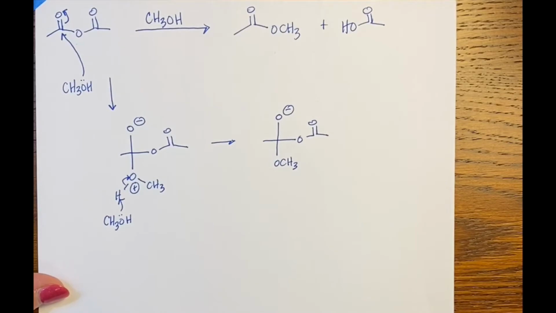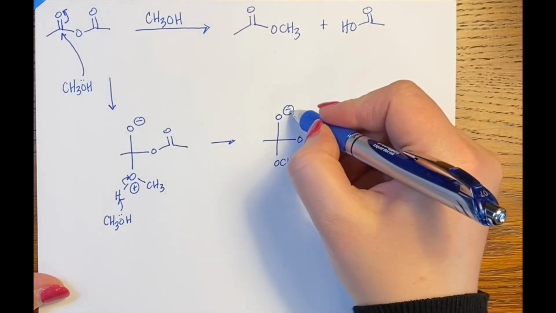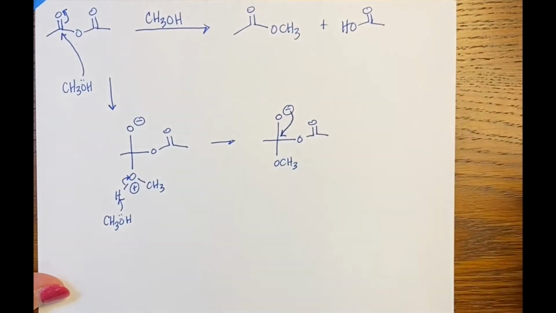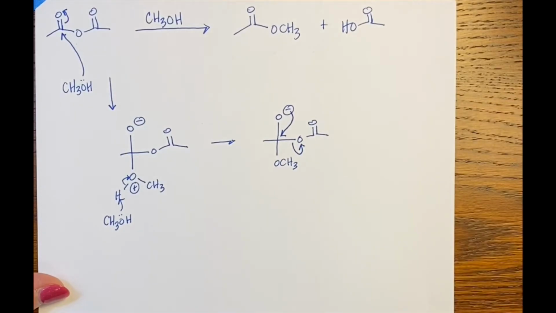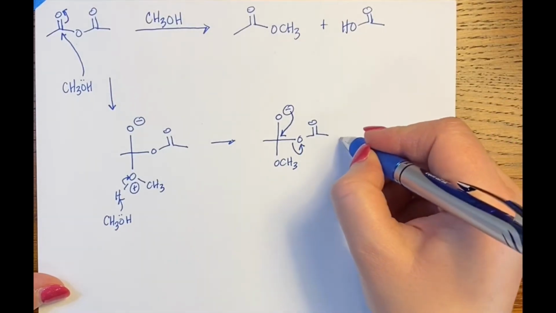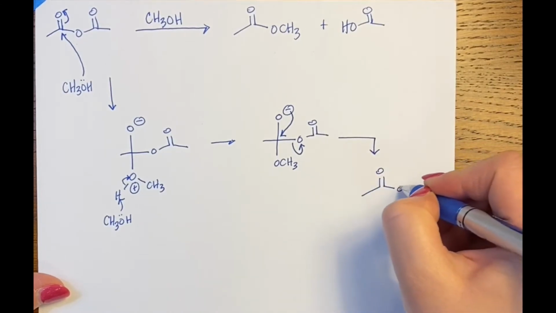Now, when this tetrahedral intermediate collapses, the best leaving group is going to be this carboxylate ion. So as these electrons get attracted back towards that carbon, I'm going to kick out that carboxylate ion, and that's going to give me, as my first product, my ester molecule.